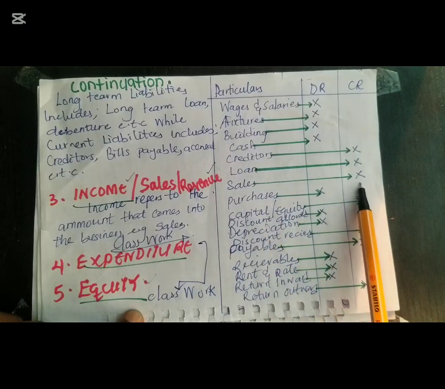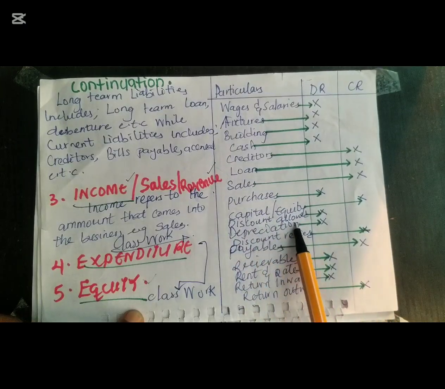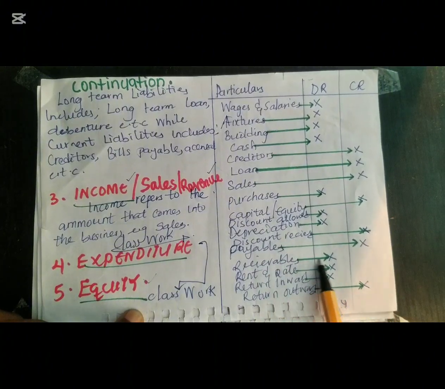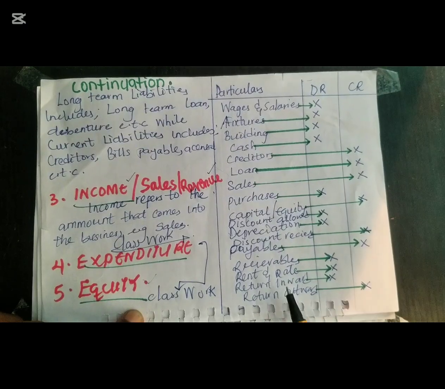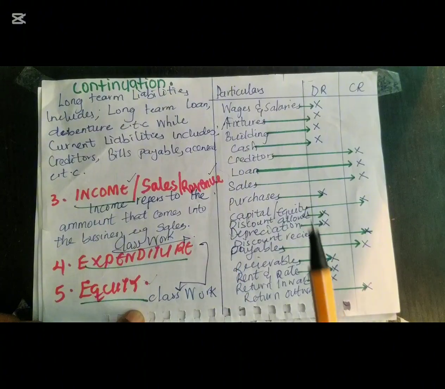So our sales is credited, purchases is debited, equity is credited, discount allowed is debited, depreciation is debited, discount received is credited, payables is credited, receivables is debited, rent and rates is debited, return inwards is debited, return outwards is credited. This is a theory aspect, which is the elements of financial statements. So this is all for the elements of financial statements.